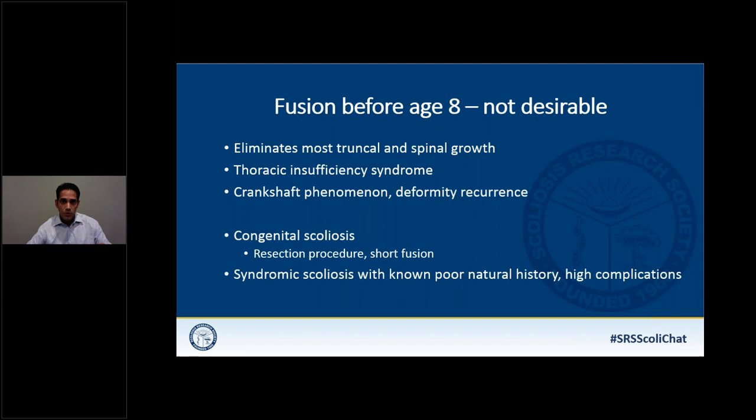However, there are some exceptions to this early fusion rule. If you have a limited area of congenital scoliosis that can be resected, sometimes an early fusion is the best treatment that preserves normal growth in the rest of the spine. Additionally, we heard about some syndromic scoliosis in which the natural history is very poor. Sometimes these children may benefit from an early fusion, but this is on a case-by-case basis.